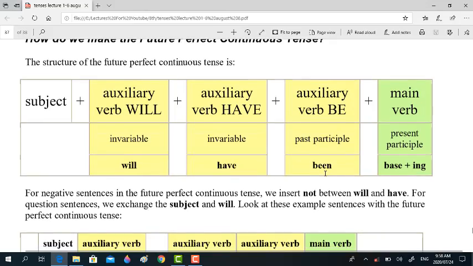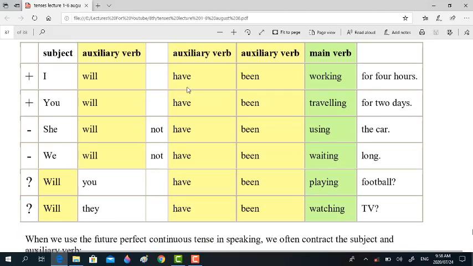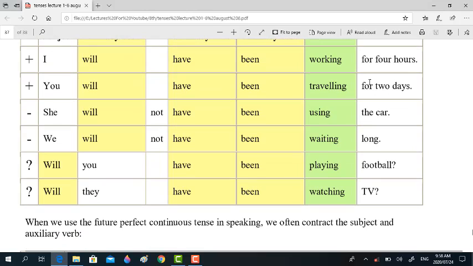Look at these example sentences with the future perfect continuous tense. Positive sentences: I will have been working for 4 hours. As far as the rules regarding for and since are concerned, they remain the same as they were in the previous tenses, right? You will have been traveling for 2 days. He will not have been using the car. We will not have been waiting long. Will you have been playing football? Will they have been watching TV?